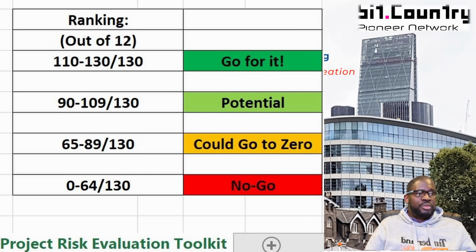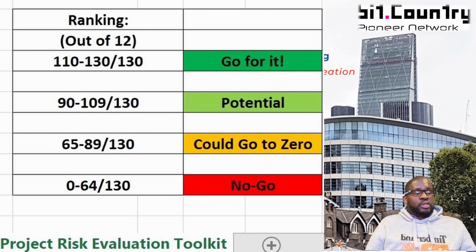The risk categories are as follows. We go to what we consider the no-go category, where a project must score between 0 to 64 out of 130. The next level up, we call it the could-go-to-0 category, and the project must score between 65 to 89 out of 130. The next level up is the potential category, and projects must score between 90 to 109 out of 130. And then the ultimate level, where the risk is negligible, which is the go-for-it category. For a project to be classified under this category, it must score between 109 and 130.